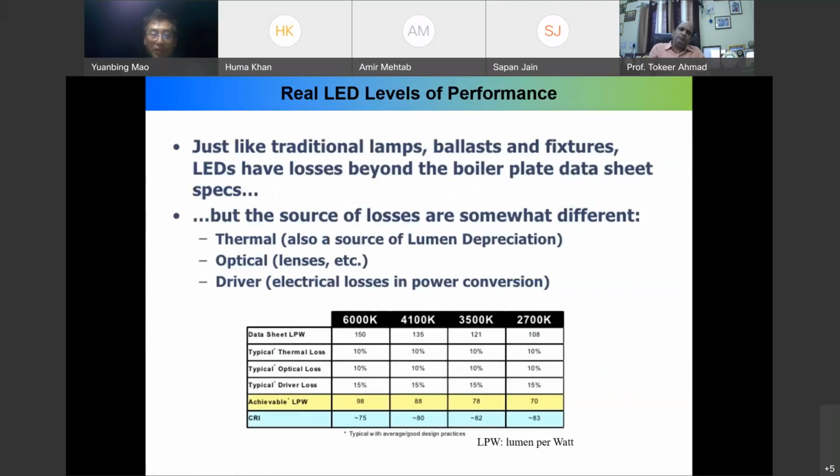So this is related to that. The thermal part is the source of lumen depreciation, so we want to make sure all the components have good thermal stability, so there is slow or little lumen depreciation. The optics related to the lenses is also very important. Then the driver, powered by the electricity, so the electrical losses in power conversion should be low.